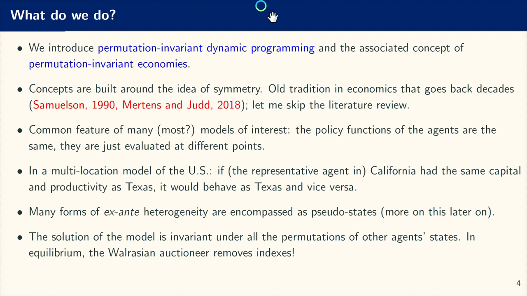Think about what the Walrasian auctioneer does in competitive equilibrium. The Walrasian auctioneer takes the excess demand from agent 1 and sums it to the excess demand of agent 2, and so on and so forth, and then quotes a price that clears the market. But the Walrasian auctioneer couldn't care less whether the agent with a lot of excess demand is agent 10 or agent 27. It only cares about the total excess demand. And that's the insight that we are going to exploit.